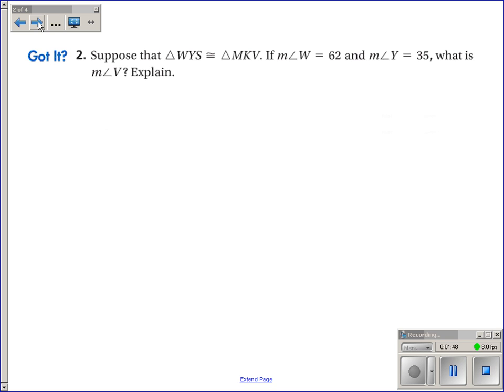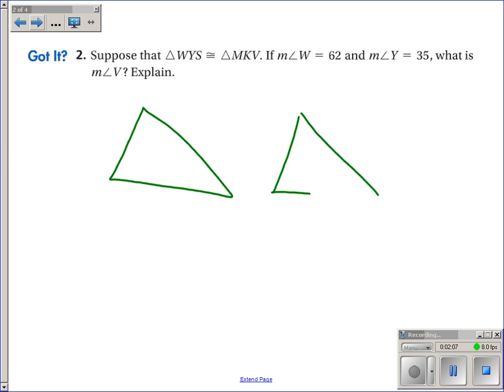The next one says, suppose that triangle WYS is congruent to triangle MKV. If the measure of angle W is 62 and the measure of angle Y is 35, then what is the measure of angle V? Okay, now I'm going to draw a picture because I think it'll be easier. I'll call this WYS, and then in the same order, MKV. Now it tells us that angle W is 62 and angle Y is 35. Okay, and we want to find the measure of angle V, which is this angle over here.